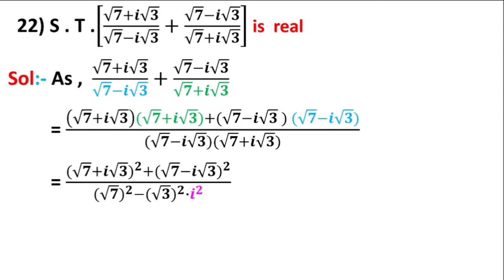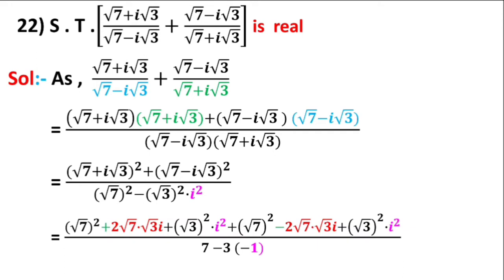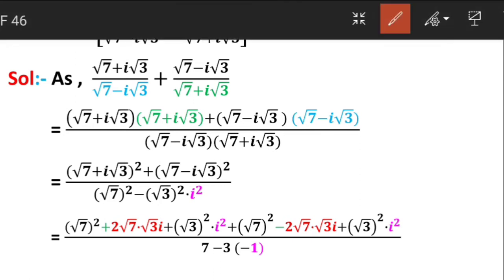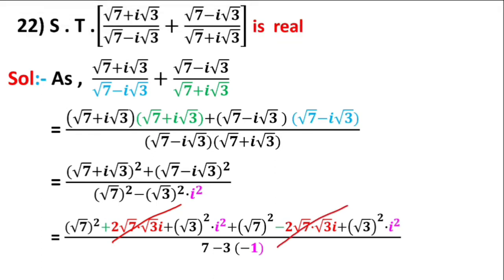Now expand both the brackets: (root 7) the whole square plus 2 times root 7 into root 3 into i, plus (root 3) the whole square into i square. Then expand the second bracket: (root 7) the whole square minus 2 times root 3 into root 7 into i, plus (root 3) the whole square into i square, upon root 7 square is 7, minus 3 into i square is minus 1. Here again you observe that the positive and negative of the same terms get cancelled. Then simplify: root 7 squared is 7, so this becomes 7.